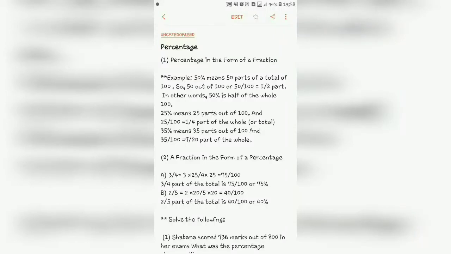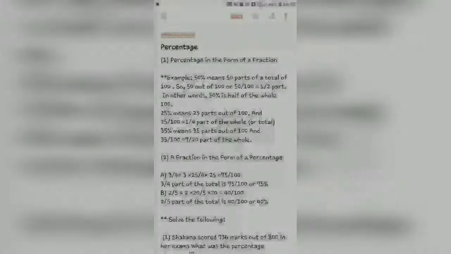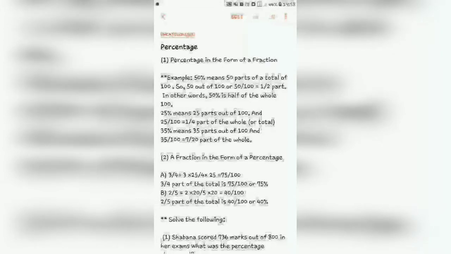So today's topic is percentage. Percentage in the form of a fraction is our first topic. The first example says 50% means 50 parts of a total of 100.